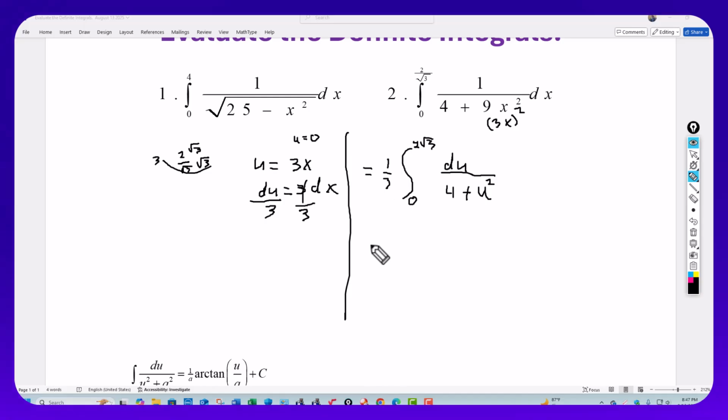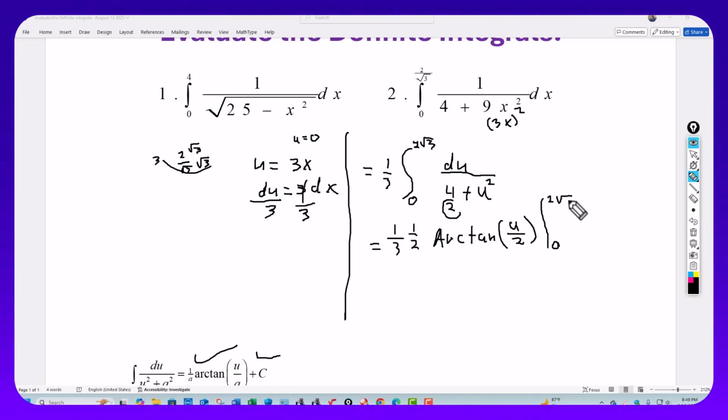We've got the 1/3 out in front, and then it's also going to have a coefficient of 1 over a. You see it here, 1 over a also, and our a here is 2. 2 squared is 4, so this will be 1/2. And then it's going to be the arctan from right here of u over a. Again, 2 squared is 4, so a is 2 here. And then we evaluate from 0 to 2 square root of 3. So this gives us 1/3 times 1/2, which is 1/6 here.